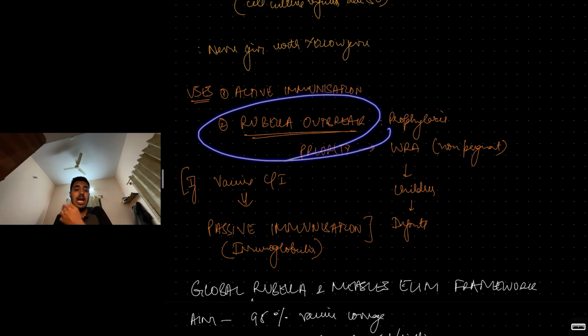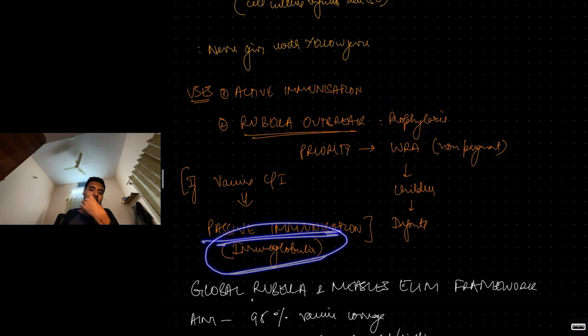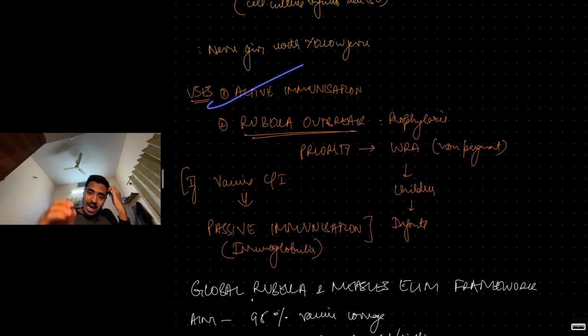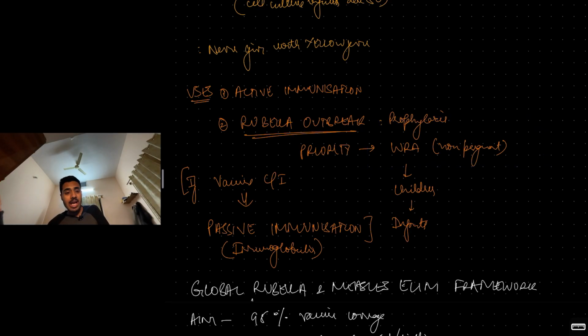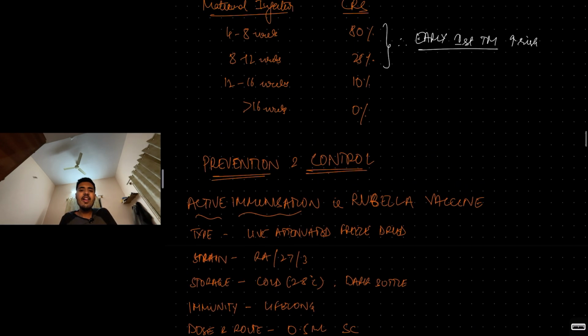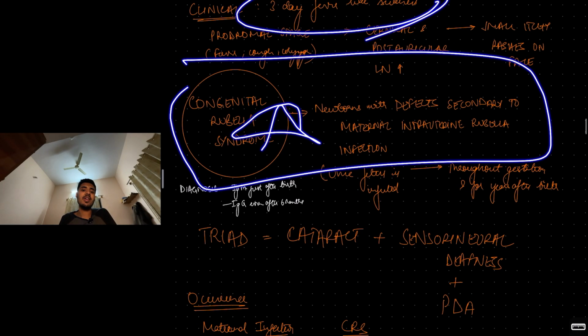And if the vaccine is contraindicated, then for post-exposure prophylaxis, you can give passive immunization, that is rubella immunoglobulin. That's all. Active immunization and passive immunization. Passive immunization is when the rubella vaccine is contraindicated. For an outbreak, you will follow priority-based vaccination. Highest priority is non-pregnant women of reproductive age group, because these are the ones who will eventually get pregnant, and then if they have rubella, it will lead to congenital rubella syndrome. See, this 3-day fever like sickness is not a big deal. Congenital rubella syndrome is very dangerous. So we want to avoid that the most.